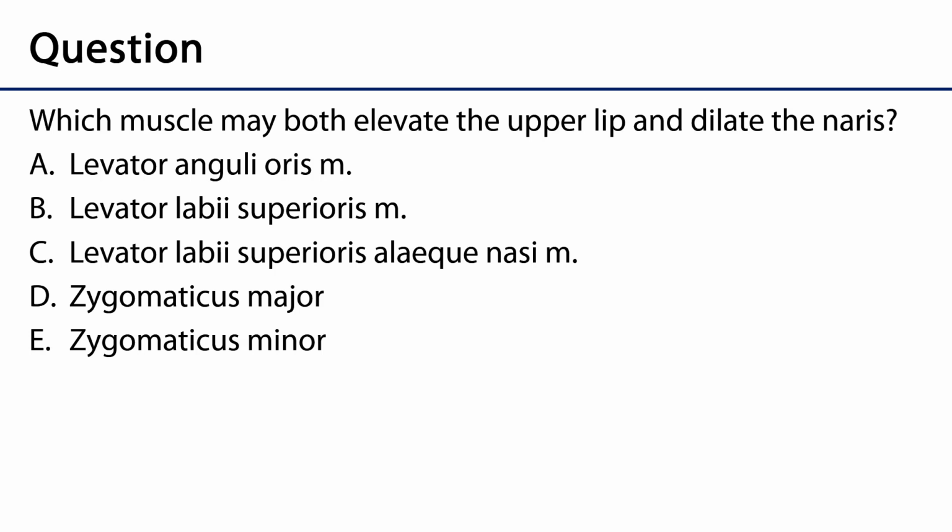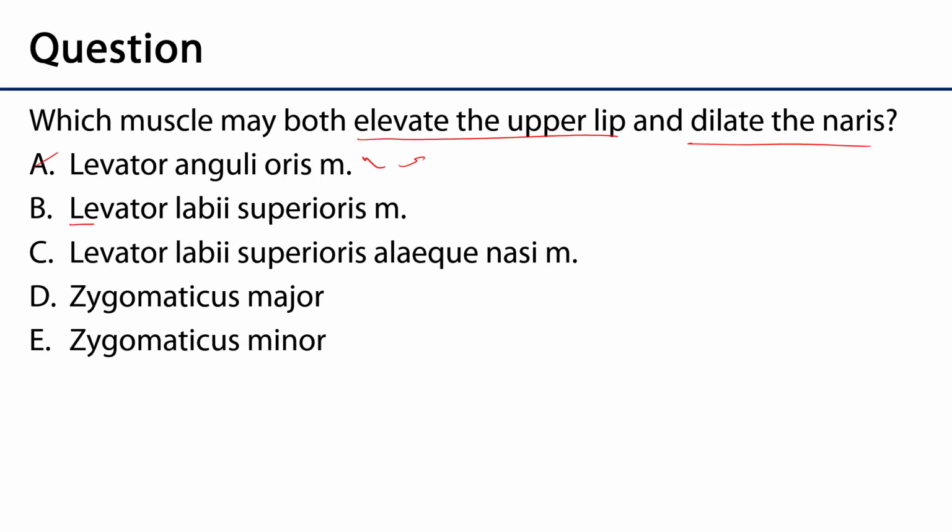And this leads us to our assessment question. And that would be, which muscle may both elevate the upper lip and dilate the nares? So elevate the upper lip and dilate the nares. Let's see. Levator anguli oris. That's going to pull the modiolus superolaterally. So that's a smiley muscle. It's not really an elevator of the upper lip, though.